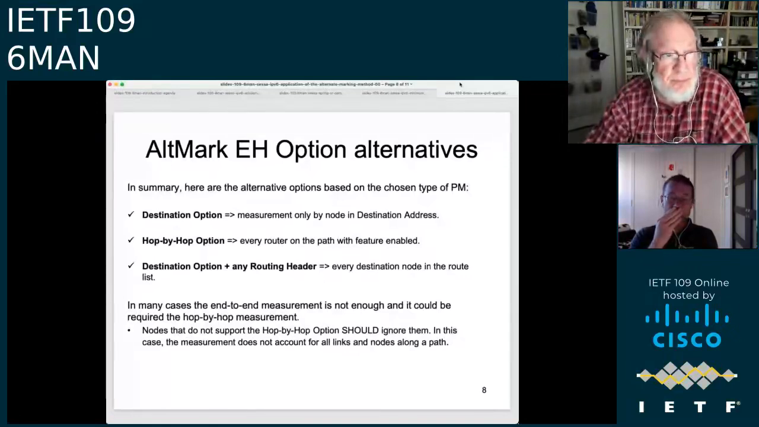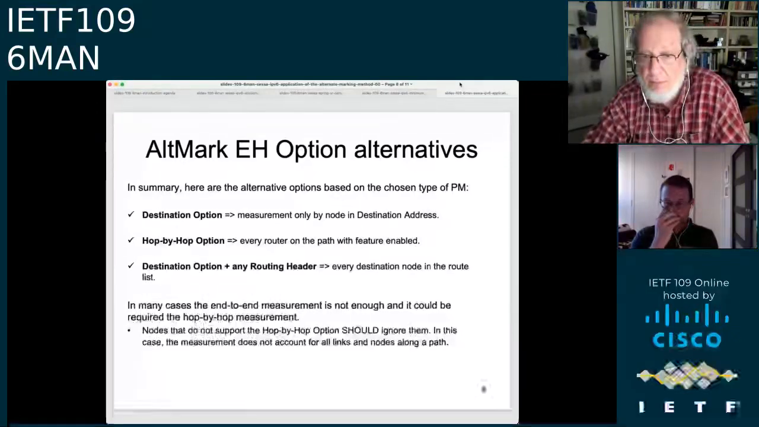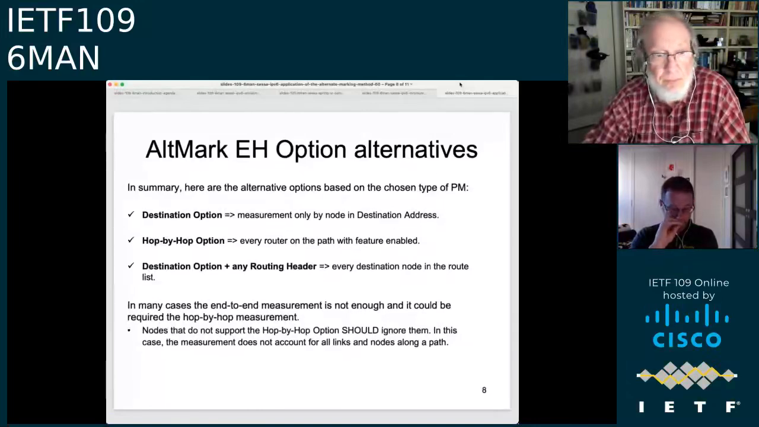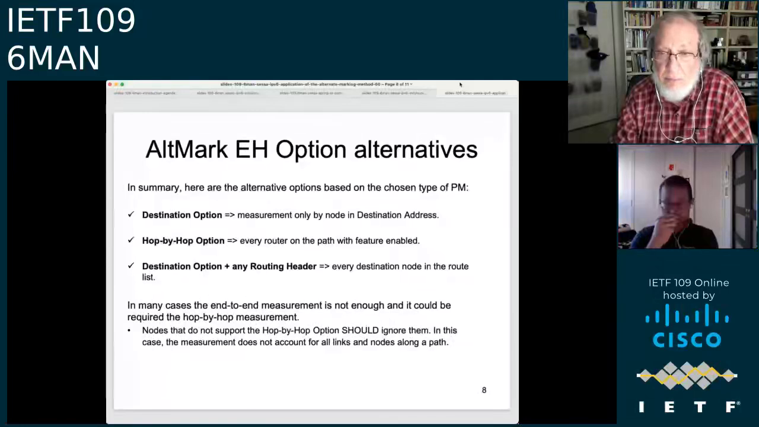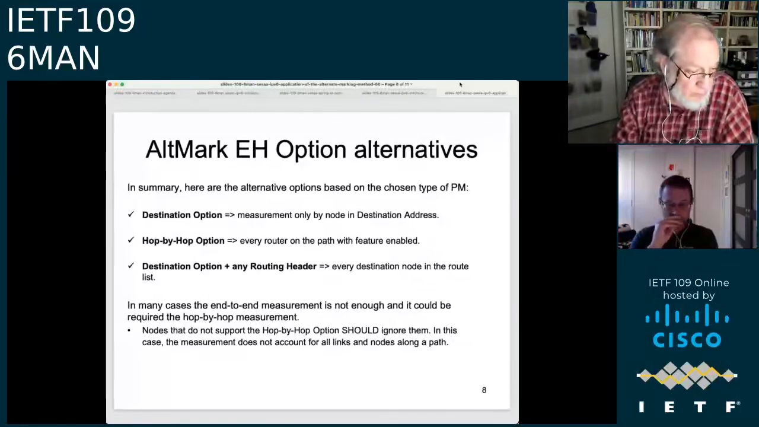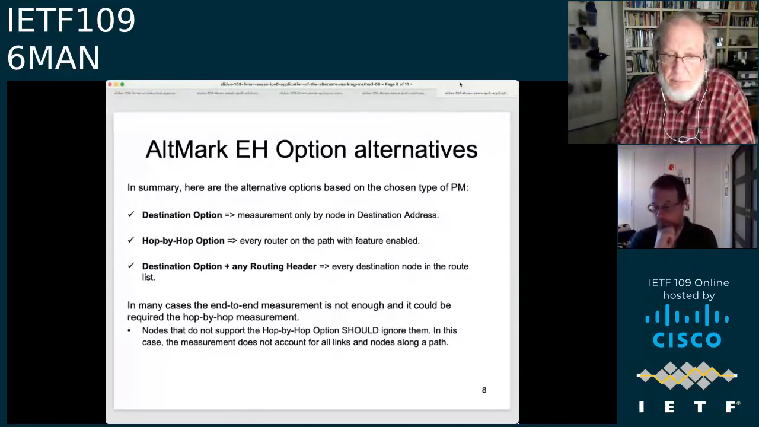In many cases, end-to-end measurement is not enough, so hop-by-hop measurement could be required. But even for hop-by-hop, I know that there is some discussion about the applicability, and in any case, there is no problem, because even if an on-path node is not configured to read this option, the hop-by-hop is made only for the nodes that are configured to read this option. So this does not affect the measurement. Next.